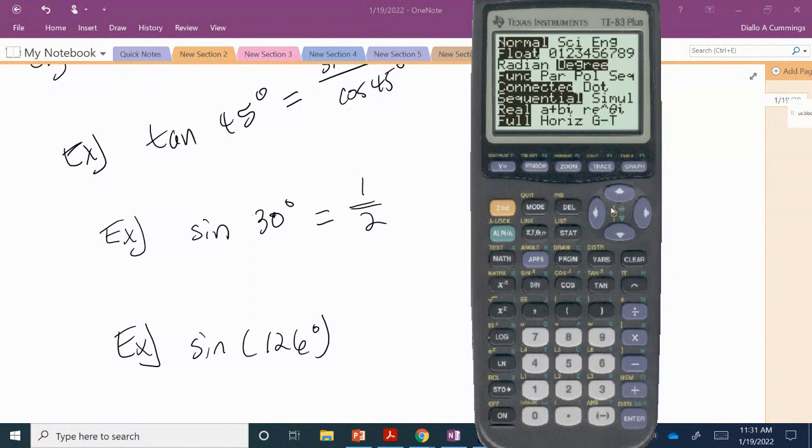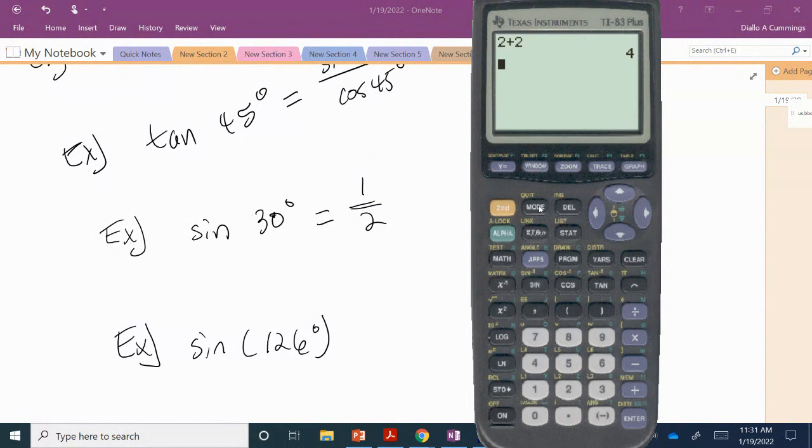And let's say I go into my calculator and I change my mode to radians. So I have radian highlighted and I'm going to hit enter to actually select radian mode. And I'm going to go back to my home screen. So I'm going to hit clear, second, and quit. And in this mode, 2 plus 2 is also equal to 4. So if you've been doing basic arithmetic, the degree or radian mode doesn't matter. However, if you're using a trig function, the mode you're in matters.